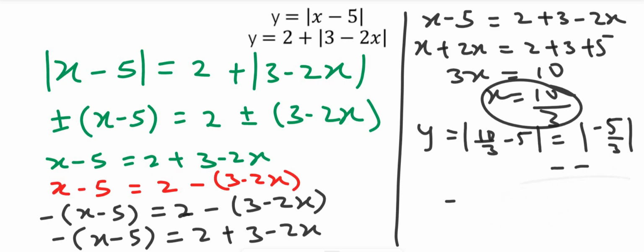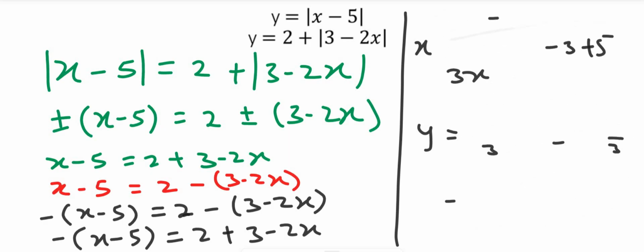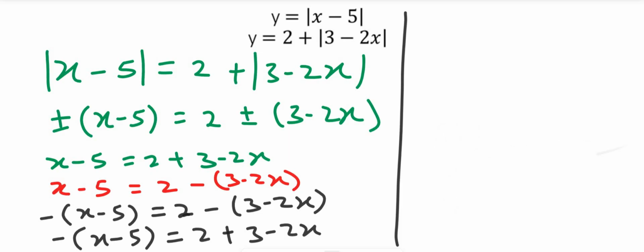I can easily move forward and check the second equation. The second equation is x minus 5 equal to minus, let me expand this, minus 3 plus 2x.